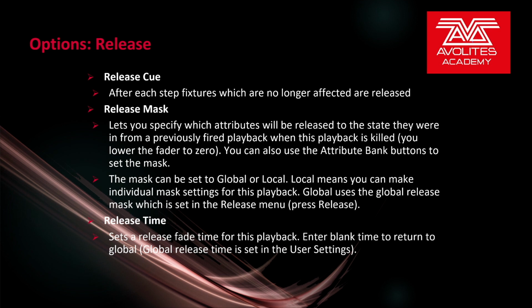The mask can be either set to global or local. Local means you can make individual mask settings for this playback. Global uses the Global Release Mask, which is set in the Release menu. Press the Release key. Release time sets the release fade time for this playback. Enter a time, or return to the global. The global release time is set in user settings. By default, that is 2 seconds.